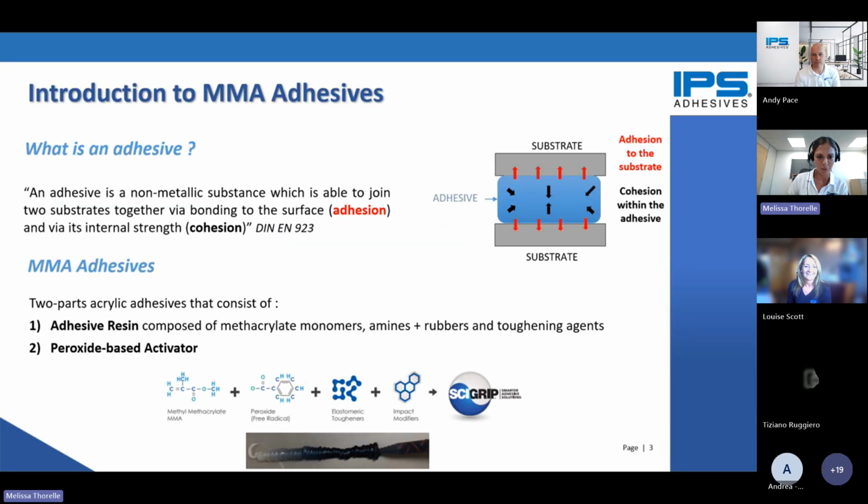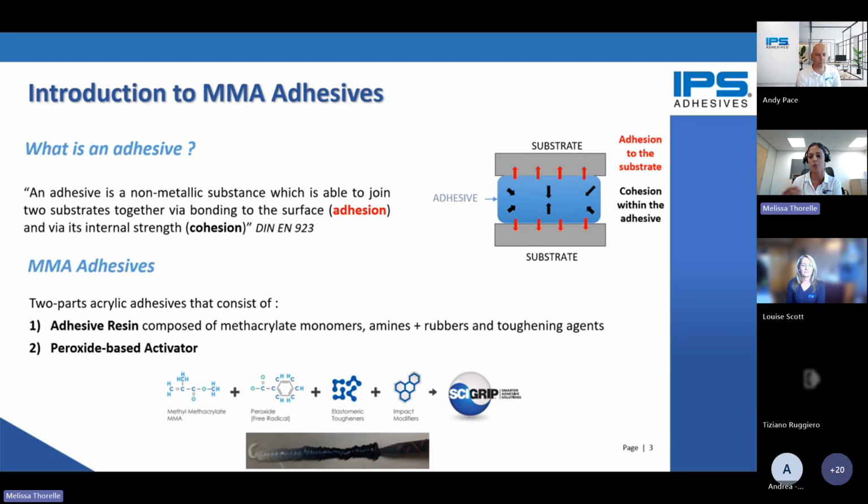Okay, so hello everyone, and let's get started with some basics. So what is an adhesive? The definition is an adhesive is a non-metallic substance that is able to join two substrates together via two different mechanisms. The first one is adhesion. It's represented on the image on the right by the red arrow, which represents the connection between the adhesive and the substrate, and it involves mainly physical interaction. The second mechanism is called cohesion, and it represents the internal strength of the adhesive, which mainly involves some chemical force. So adhesives are usually single or dual component and are classified based on their chemistry.